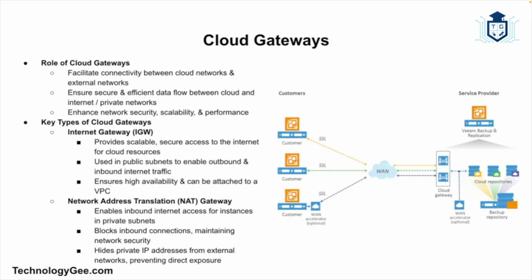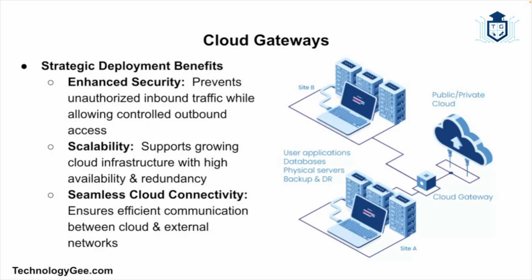All right, so moving on, let's talk about a cloud gateway. Gateways play a pivotal role in connecting cloud networks to external networks. And the key types include the following. You have what is called an internet gateway, and this provides scalable and secure access to the internet for resources within a VPC. And then we have what is called a network address translation gateway, or a NAT gateway. And this enables outbound internet connectivity for instances in private subnets while preventing inbound connections. And NAT gateways help maintain security by hiding private IP addresses from external networks. And also, by strategically deploying these gateways, organizations can ensure seamless and secure cloud connectivity.